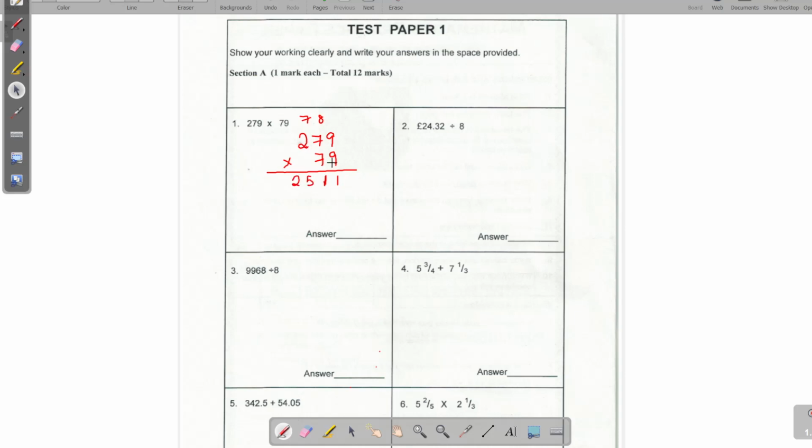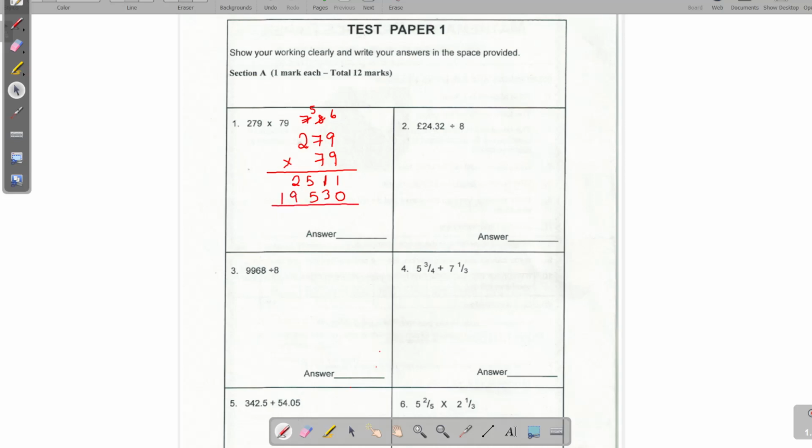Now we are going to multiply by 70. So bring the 0 down. 7 times 9 is 63. Put the 6 there. 7 times 7 is 49. 49 and 6 is 55. You put the 5 there. 7 times 2 is 14 plus 5 is 19.